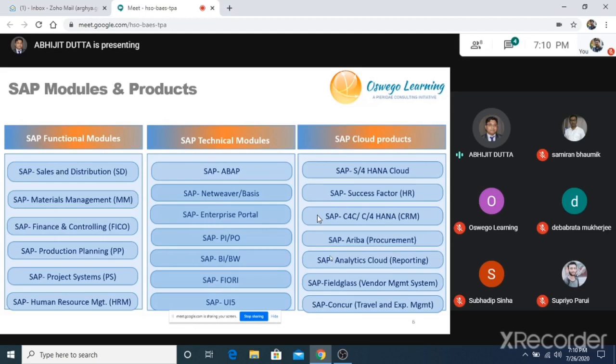Suppose a company: how the company takes the sales order, how the company delivers the goods, how the company raises the billing. So this comes under the SD module. If we want to understand the SD module, you need to understand how the company is taking sales orders, meaning how the sales process runs.